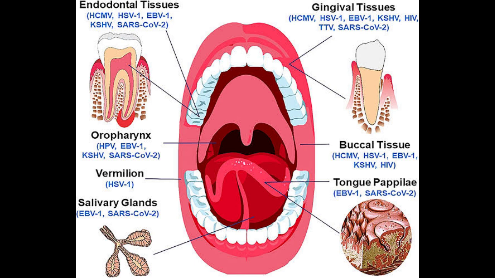Then HHV4 is Epstein-Barr virus, EBV. HHV5 is CMV, cytomegalovirus, where we see owl's eye appearance. HHV8 is Kaposi sarcoma. HHV4 or Epstein-Barr virus can cause Burkitt's lymphoma, nasopharyngeal carcinoma, oral hairy leukoplakia, and infectious mononucleosis.